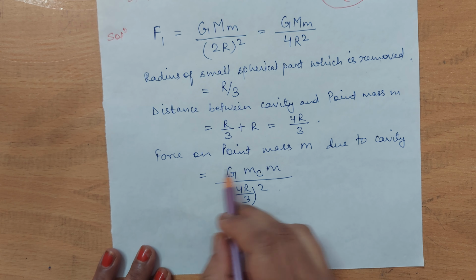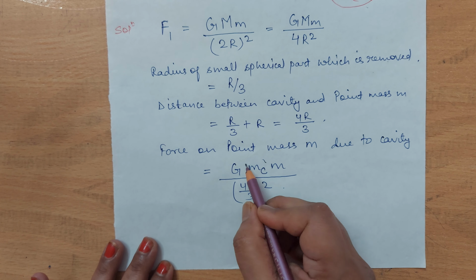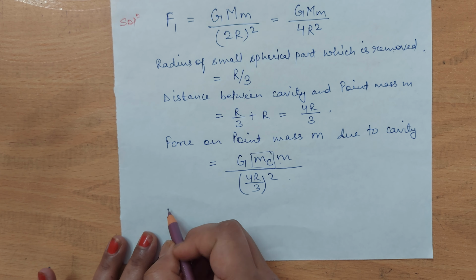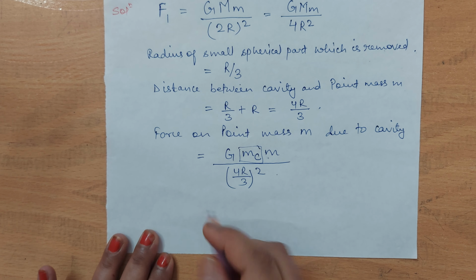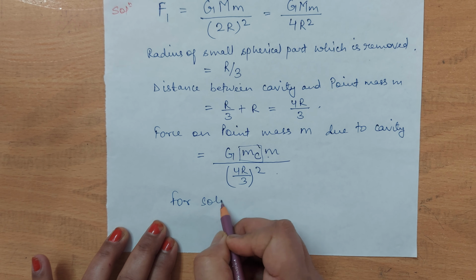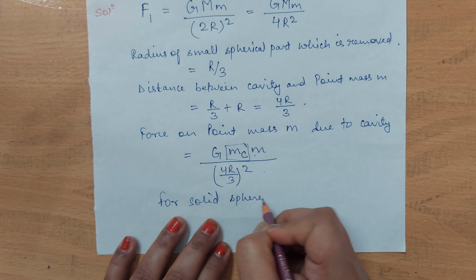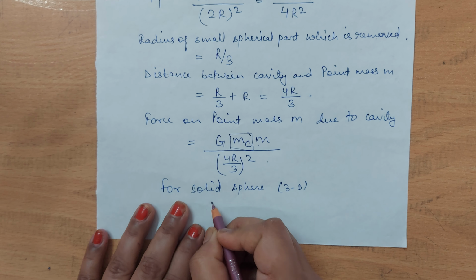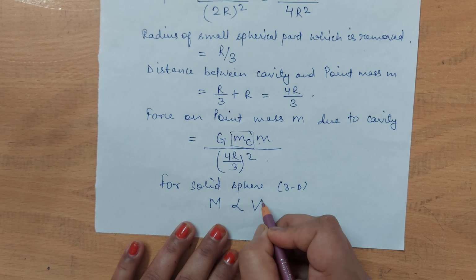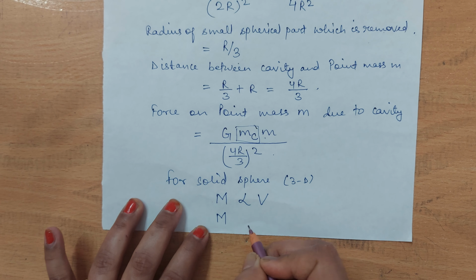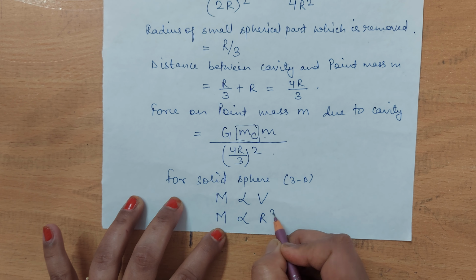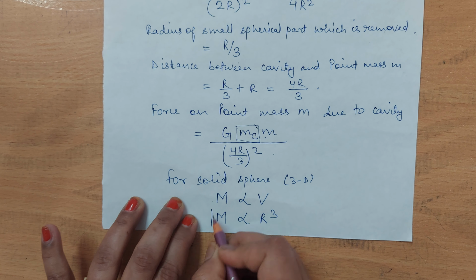So for finding the force on point mass m due to the cavity, we have to find out the mass of the cavity. For finding it, we have to use the relation that for a solid sphere, it is given in this question that this is a uniform solid sphere. So for a solid sphere, which is a 3D figure, we know mass is directly proportional to volume, or we can say that mass is directly proportional to r cube. So we will use this relation to find the mass of this small spherical part which is removed from the bigger sphere of mass M.